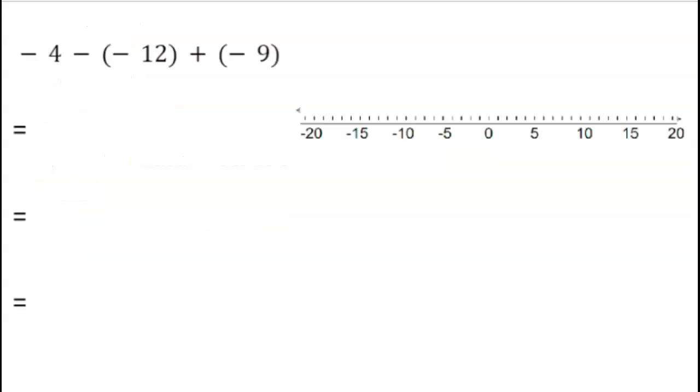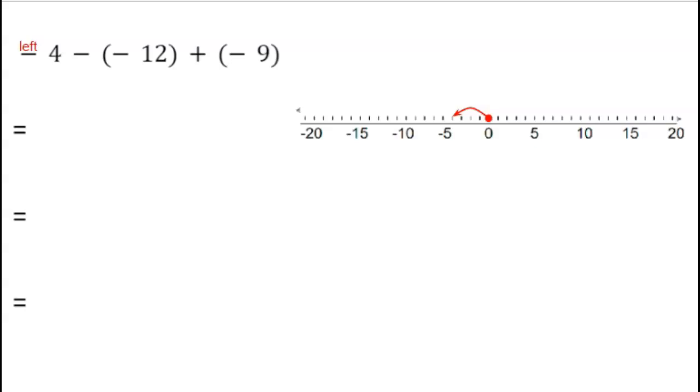Let's try another example. Here we have negative 4 minus negative 12 plus negative 9. You know that this is minus negative 12 because we have the parentheses around the negative 12. And this is plus negative 9 because we have parentheses around the negative 9. First we start with our negative 4. So on the number line we start at 0 and we move left 4 spaces to negative 4.